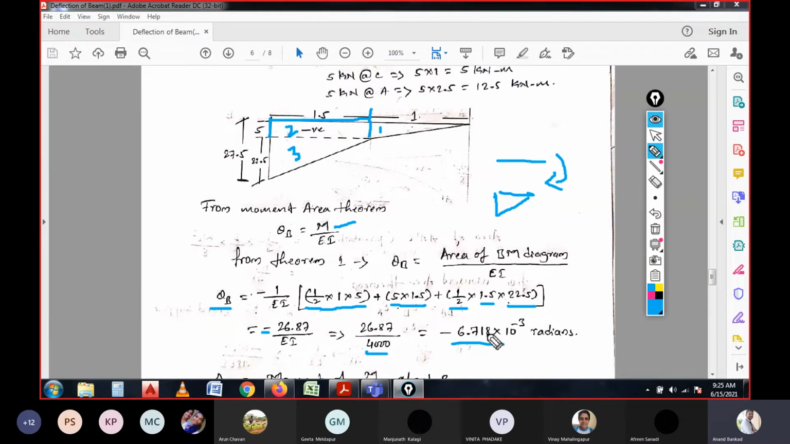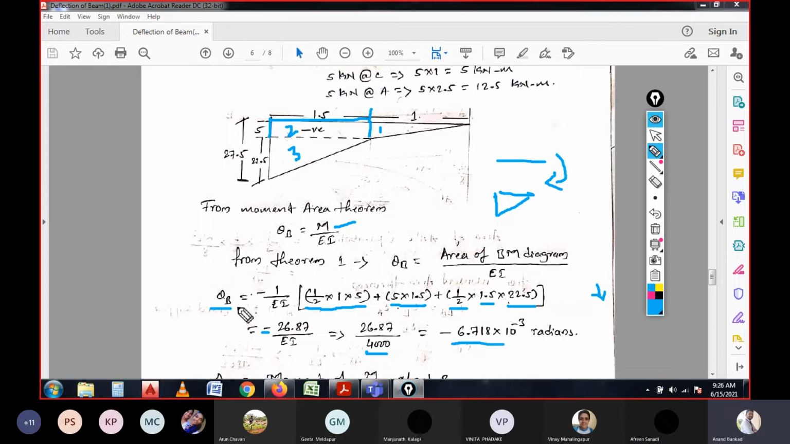We are calculating the slope, which is minus 6.718. Minus is because it is downwards, below the axis, below the beam, right? This is in radians. If you want to calculate this in degrees, you can multiply by 180 over pi, right? So now here, for the given loads, we have calculated theta B.